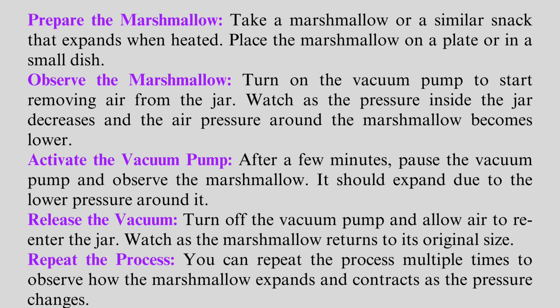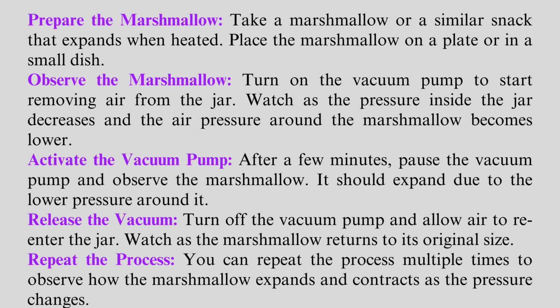2. Prepare the marshmallow. Take a marshmallow or a similar snack that expands when heated. Place the marshmallow on a plate or in a small dish. 3. Observe the marshmallow. Turn on the vacuum pump to start removing air from the jar. Watch as the pressure inside the jar decreases and the air pressure around the marshmallow becomes lower. 4.